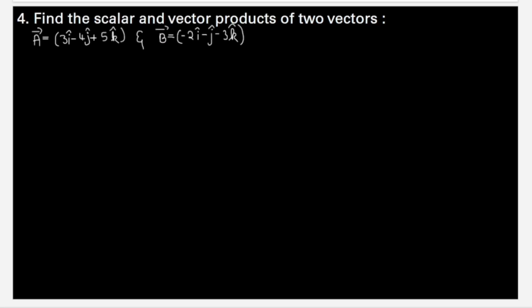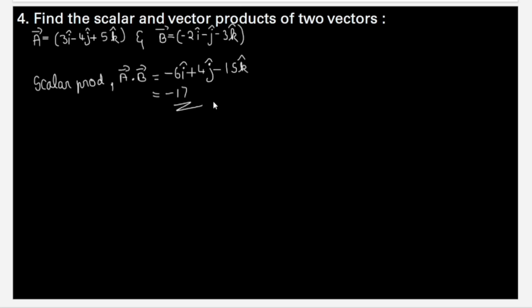Fourth question. Find the scalar and vector products of two vectors. A vector is equal to 3i cap minus 4j cap plus 5k cap and B vector is equal to minus 2i cap minus j cap minus 3k cap. To find the scalar product A vector dot B vector, we get 3i cap into minus 2i cap, which is minus 6. Minus 4j cap into minus j cap will give us plus 4. Plus 5k cap into minus 3k cap will give us minus 15. On removing unit orthogonal vectors we get minus 17, the scalar product.